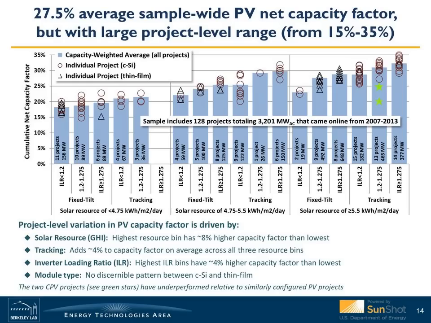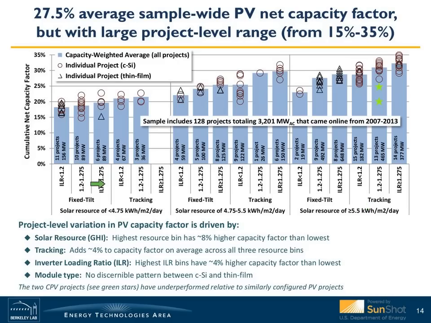You can also see that quite a bit of this variation can be explained by at least 3 of the 4 variables that we break out in this graph, including the strength of the solar resource, whether or not the project uses tracking, each project's inverter loading ratio, and then finally the type of modules used by each project. And what we find is that in general, the projects that are in the strongest solar resource bin over here on the right, on average have capacity factors that are about 8% higher on an absolute basis than their counterparts in the lowest solar resource bin over here on the left.